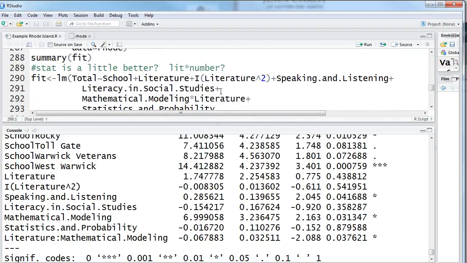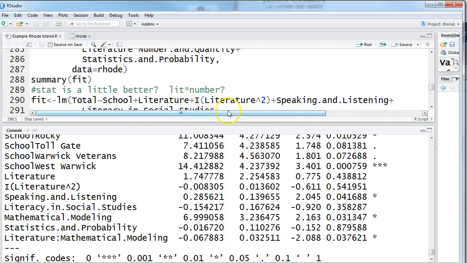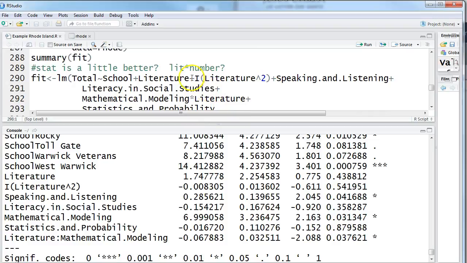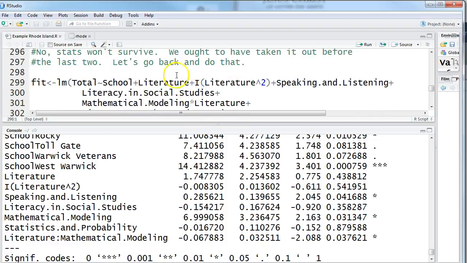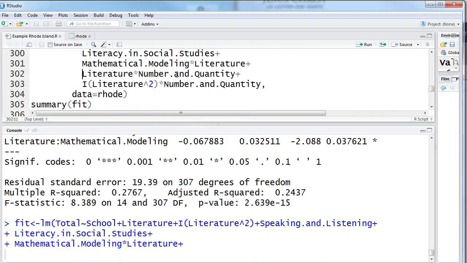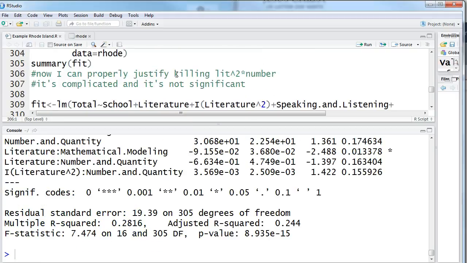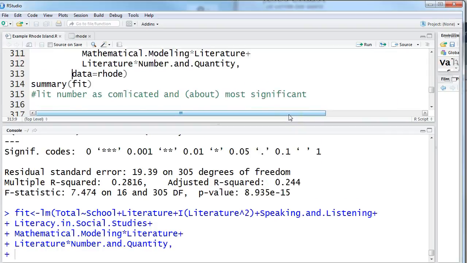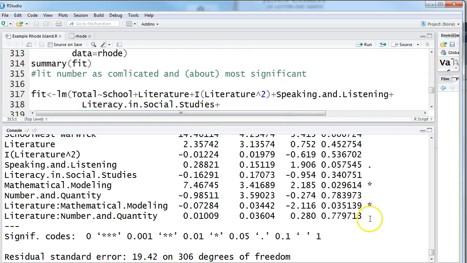I'm going to put in the two that I deleted, literature times number and literature squared times number. I'm going to put those back in and take out stat, because that's probably what I should have done in the first place. And my whininess about wanting stats to stay in there isn't going to get justified. Okay, and now we see literature squared times number. Yeah, that really is the next one to go out. It's not a big surprise.